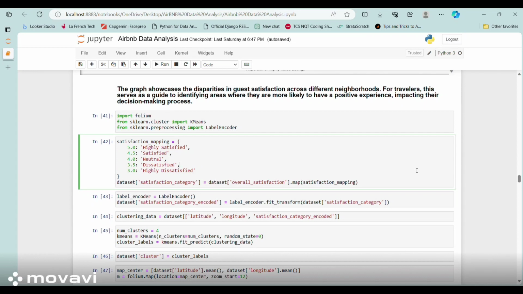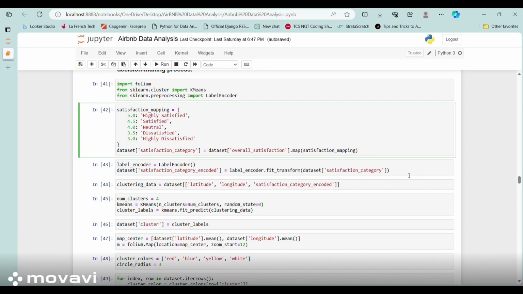Now we are about to create an interactive map with clusters. This map visualizes the geographical distribution of Airbnb listings. We will use k-means clustering to group these listings based on their geographical coordinates and guest satisfaction levels. But first, we need to convert overall satisfaction ratings into categorical values. We are using a mapping to translate the ratings into five categories from highly satisfied to highly dissatisfied. Label encoder comes in handy again. It assigns numerical values to these categories so they can be processed by the k-means algorithm.